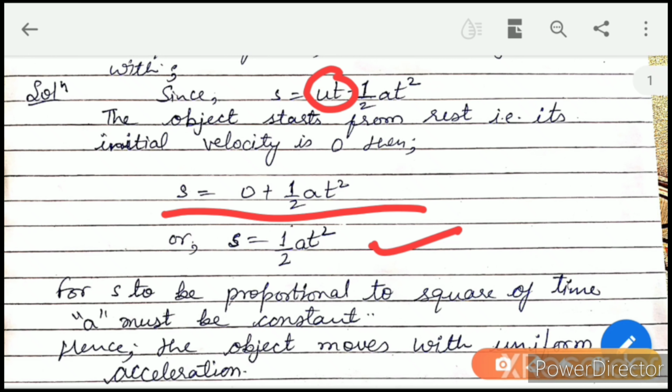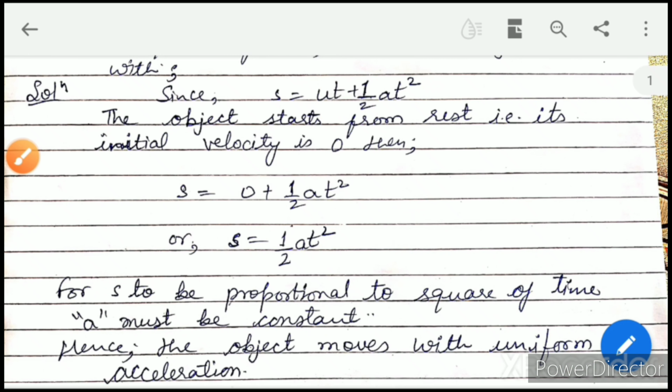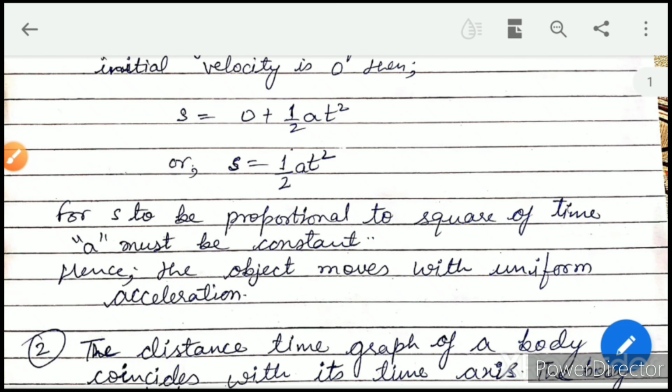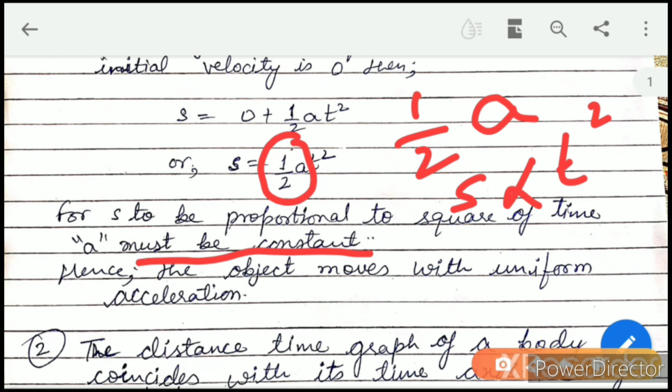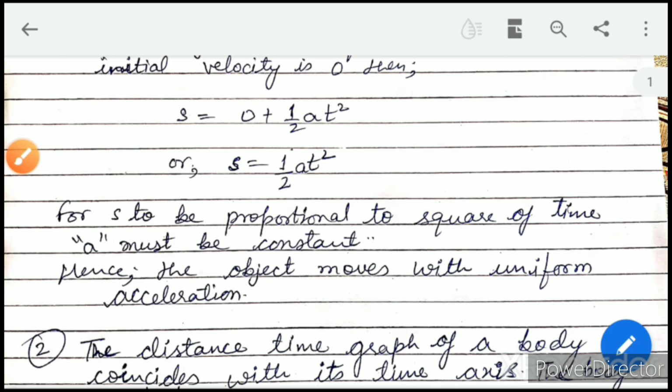or we can say that s is equal to half at square. Now it is given that for s, that is displacement, to be proportional to the square of time, a must be constant. Okay, half is already a constant value. If a becomes constant, then this will become the proportionality constant, and thus displacement will be directly proportional to the time square. Hence the object moves with uniform acceleration. Okay, if a is constant, that means it is moving with constant acceleration.